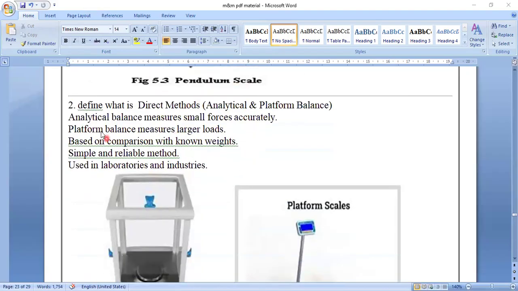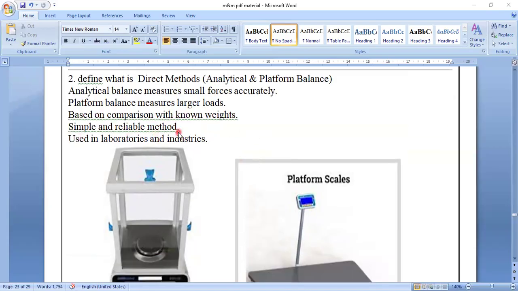First, define what a direct method is. A direct method of measuring uses analytical and platform balances. An analytical balance measures small forces accurately. Very small forces can be measured by analytical balances. A platform balance measures larger loads; you can see platform balances at bus stations and railway tracks, where they measure large loads and even vehicles. But analytical balances are for small loads only, like in gold shops, where 1 gram or 2 grams of gold is measured. Platform balances handle very high loads.